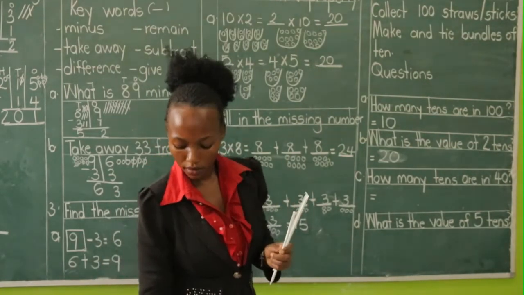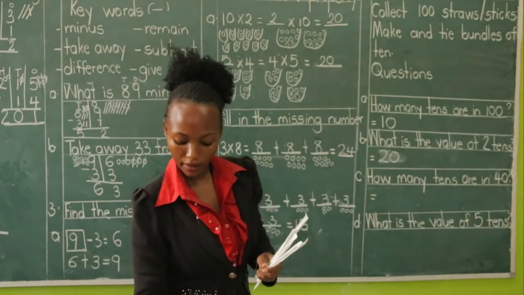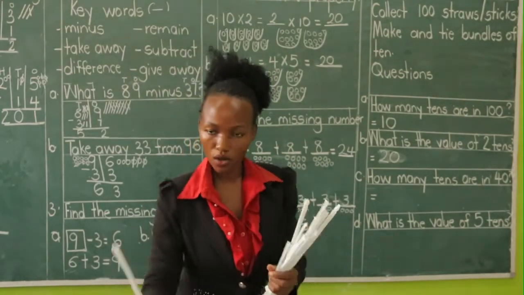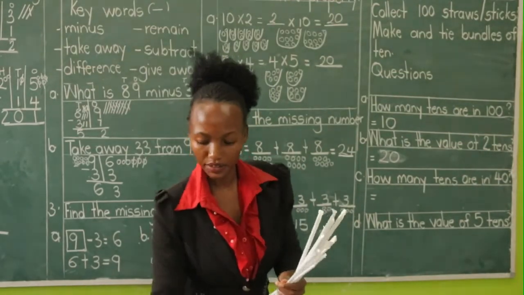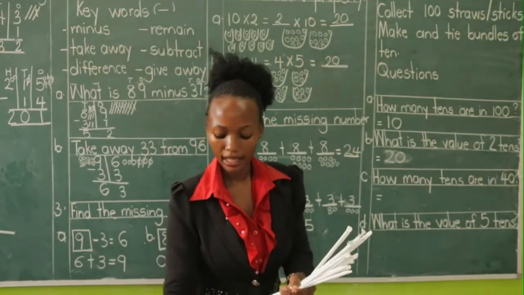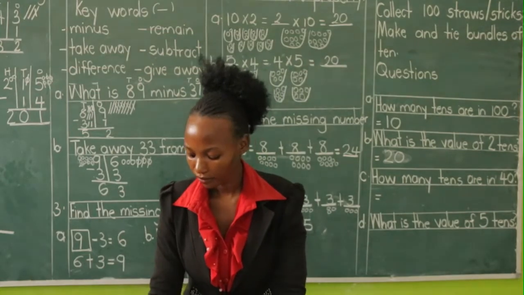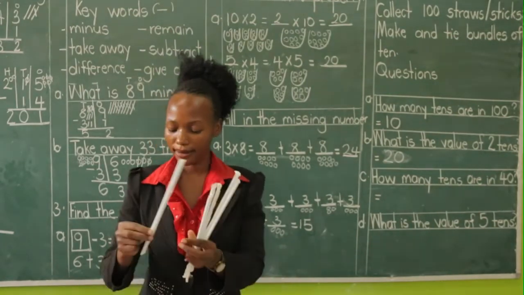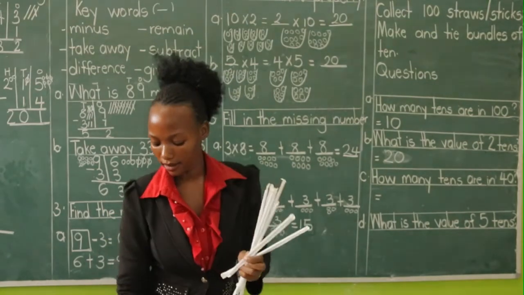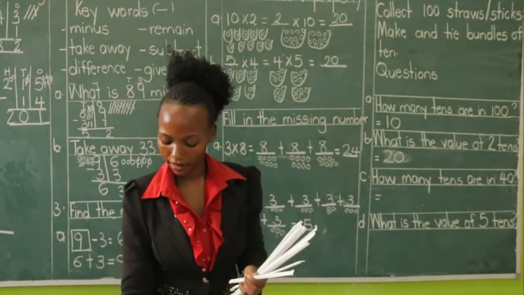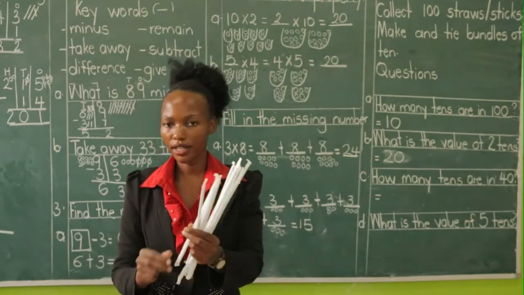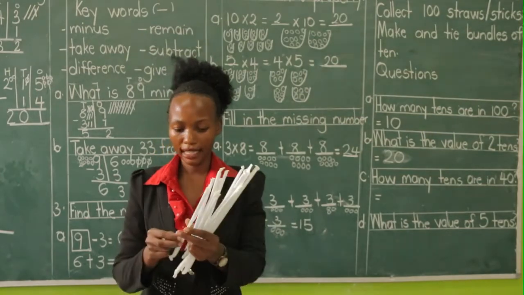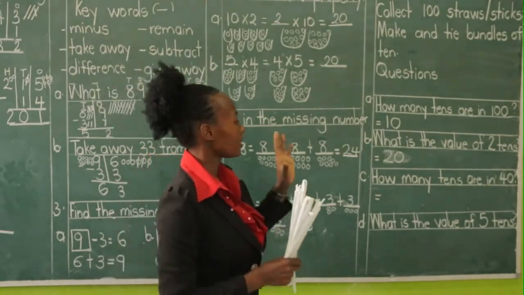1, 2, 3, 4, 5, 6, 7, 8, 9, 10, 11, 12, 13, 14, 15, 16, 17, 18, 19, 20, 21, 22, 23, 24, 25, 26, 27, 28, 29, 30, 31, 32, 33, 34, 35, 36, 37, 38, 39, and 40. These are the 40 straws.